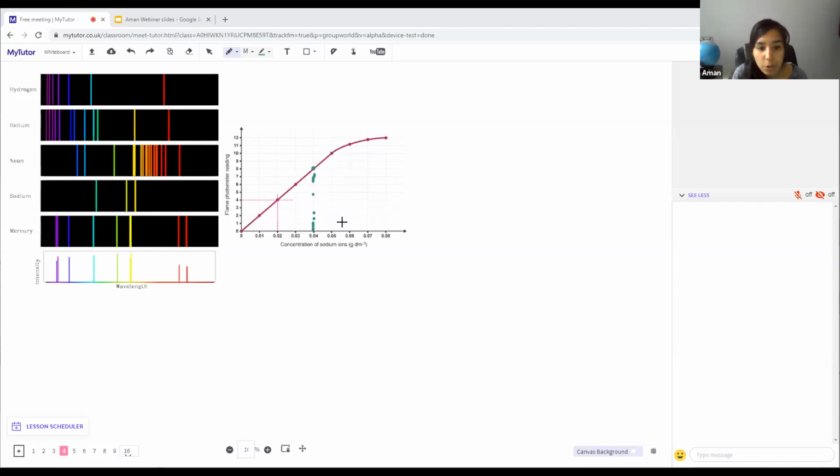Someone's asking me, how do you know what the photometer is? So you don't need to know what the photometer is, you need to know what the spectrum looks like that comes out of it, which is what I've just shown you here. So this is what you will get when it goes into the machine and comes out. You will get a reading like this on your computer.